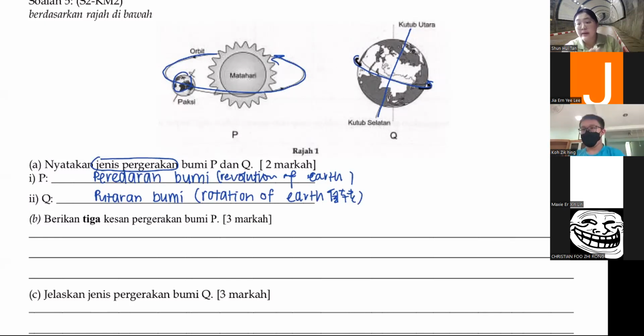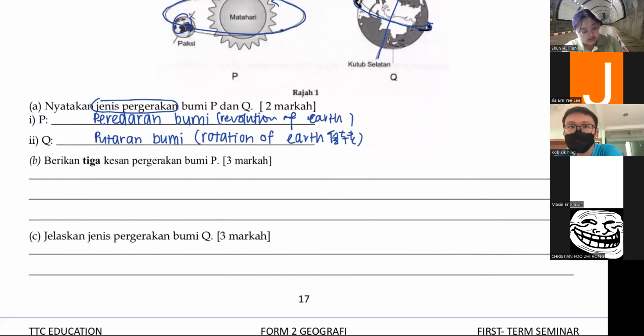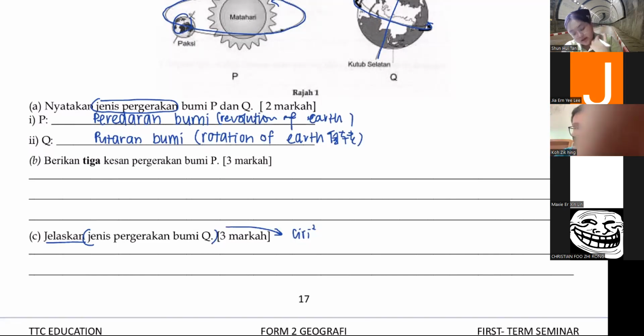Okay. Now, this is the first thing. Normally, the second thing they might ask you is what? The ciri-ciri, like characteristics. Normally, how they ask, you see, jelaskan jenis. Normally, they expect you to tell them about the ciri-ciri, characteristics. So what are the characteristics of putaran bumi? How the Earth is rotating.